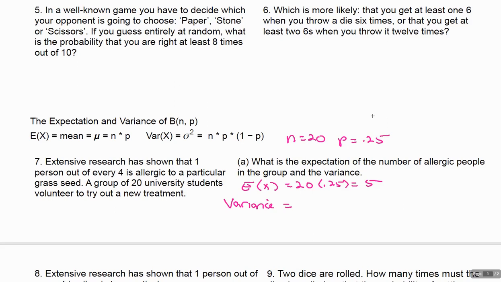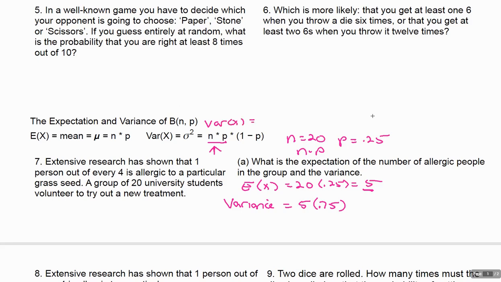Okay? Now, if I want to find the variance, all I do, that was n times p, right? All I'm going to do for the variance is take n times p, the number of trials times the probability of success, and multiply it by the probability of failure. So this part is equal to n times p, but then all I got to do is multiply it times the probability of failure. What's the probability of failure? 0.75. Exactly.